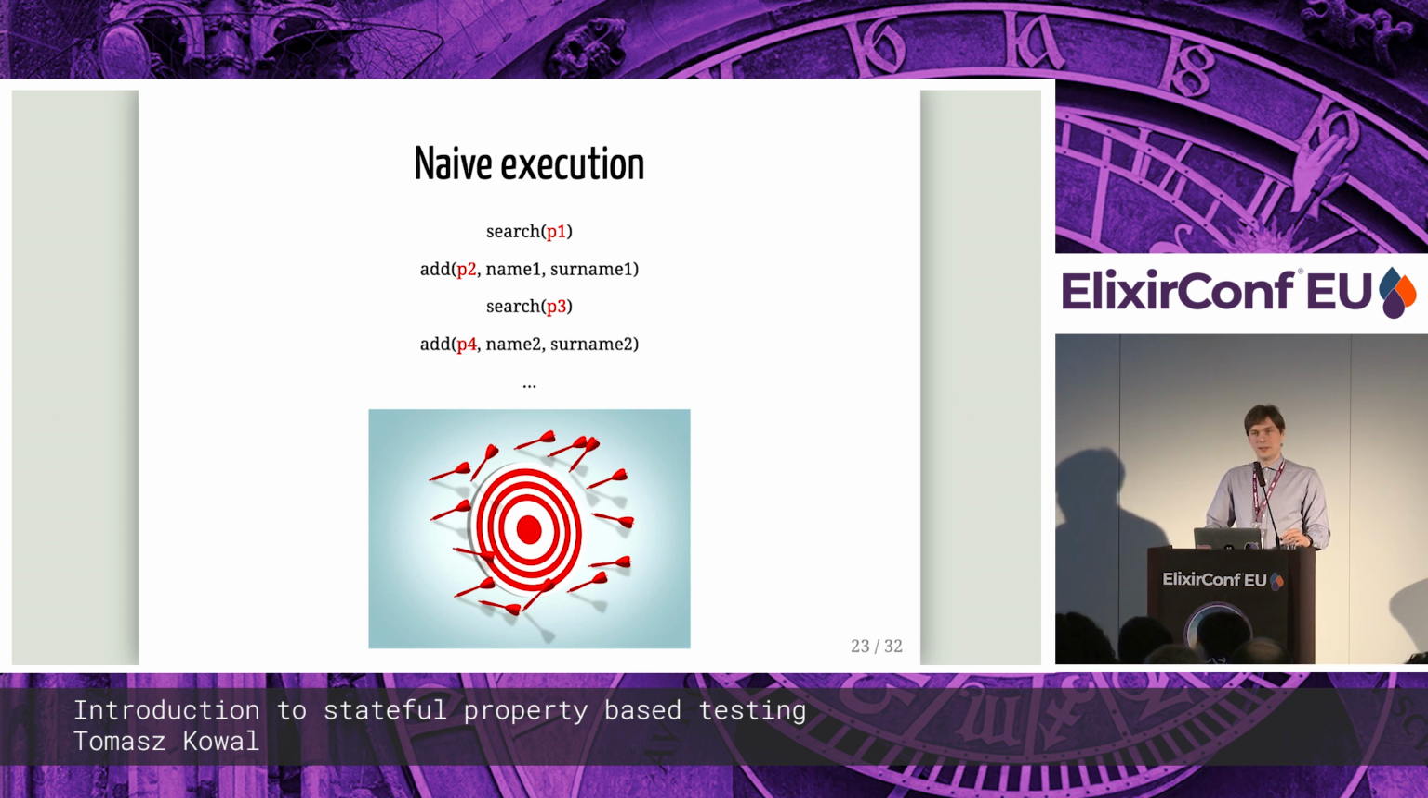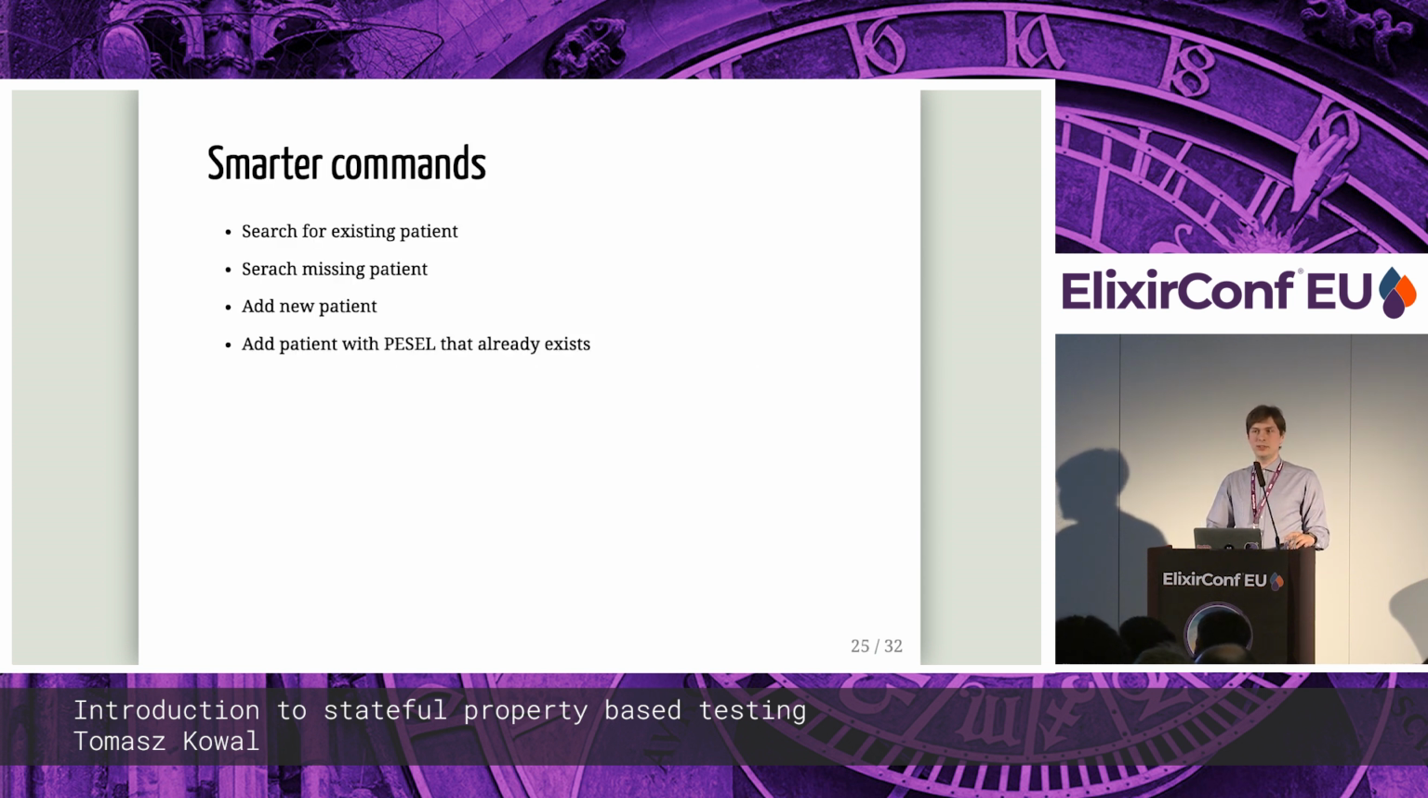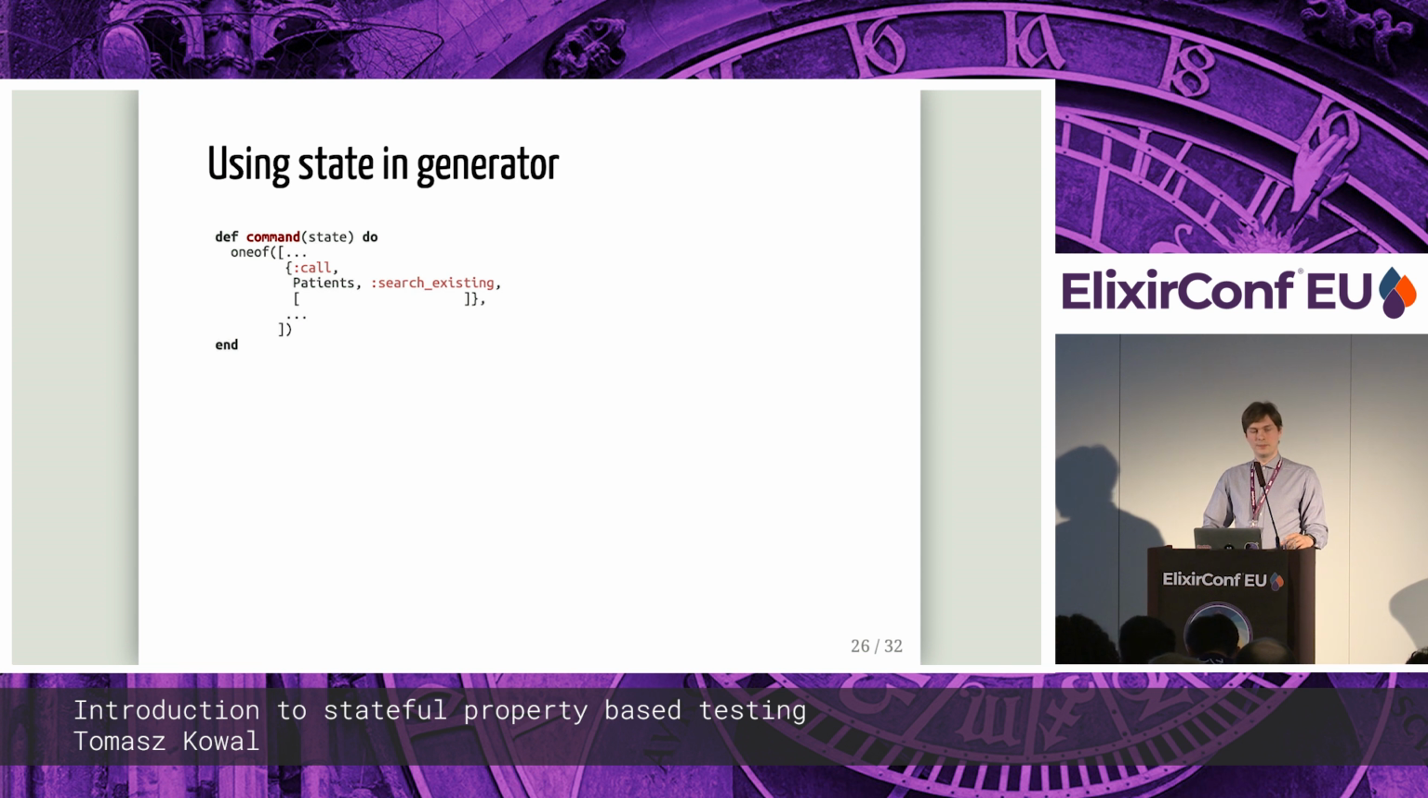To mitigate that problem, we can extend a little bit how we call the database. Instead of having just two commands, we can have four: search for an existing patient, search for a missing patient, add a new patient, and add a patient with a PESEL that already exists. That doesn't translate directly to what we call to the database, so we will need some kind of wrappers. But let's see for now how that works.